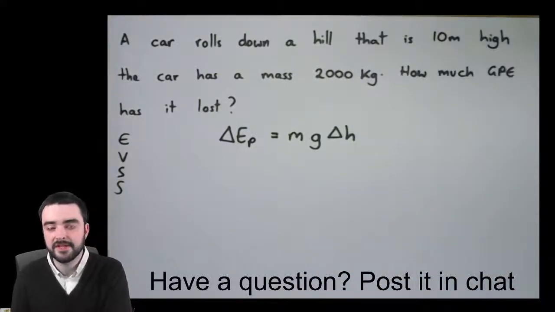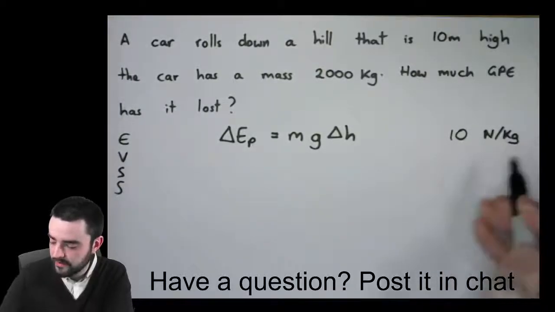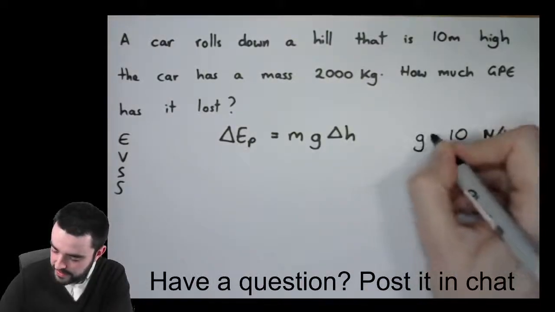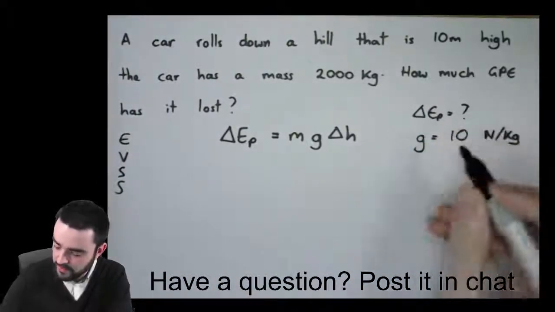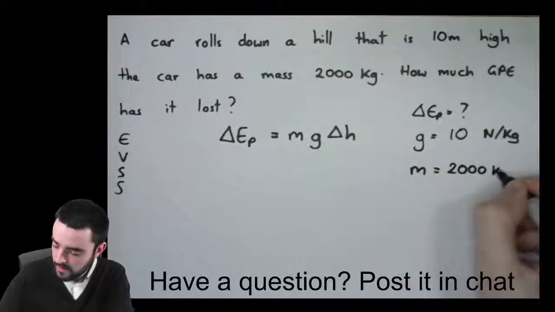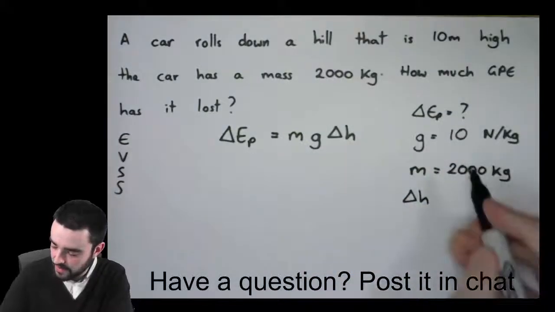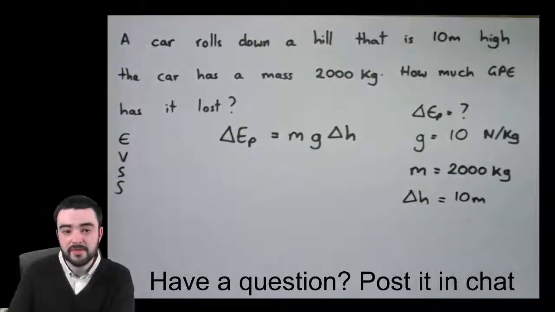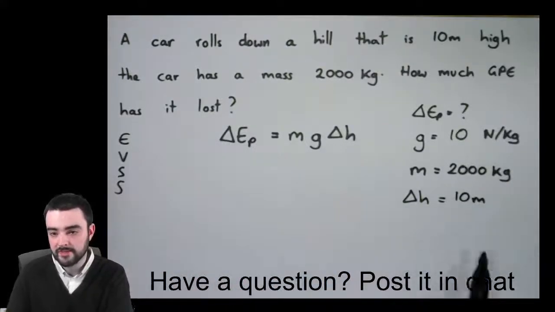So g at GCSE in physics is equal to 10 newtons per kilogram. So we know that is what g is, and I can write that in my variables section here. What is the change? Well, we don't know, that's what we're looking for. The mass is equal to 2,000 kilograms, and delta h, well, it's rolled down a hill that's 10 meters high, so that's going to be 10 meters. Technically, you might be able to put negative 10 because it's losing energy, but because we're saying how much has it lost, we can keep this positive.